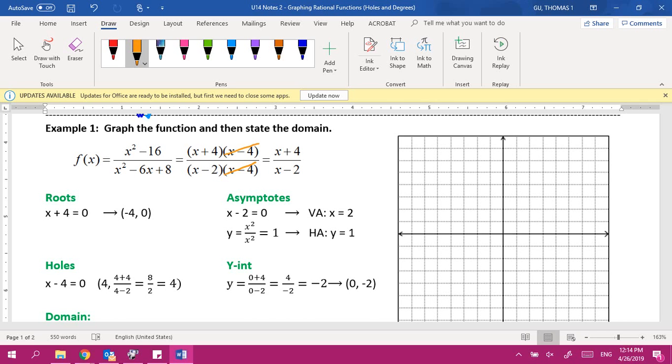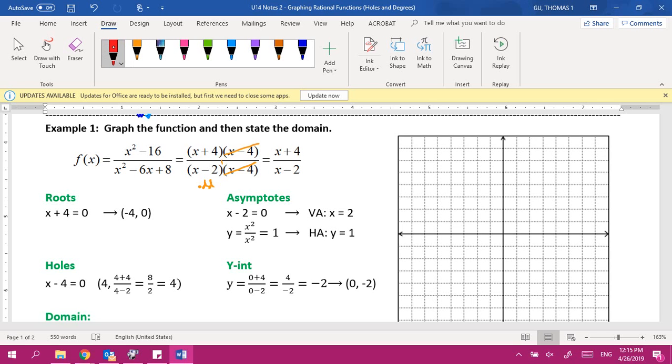All right, now the next thing I want you to look at is the remaining factor, the denominator. What is the degree here? On x minus 2, what's the degree? 1. So that's even or odd? Odd. Now remember, odd means opposite. Odd, opposite. Okay? So now look at the asymptotes.